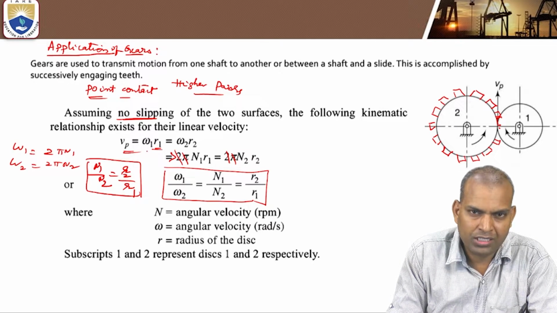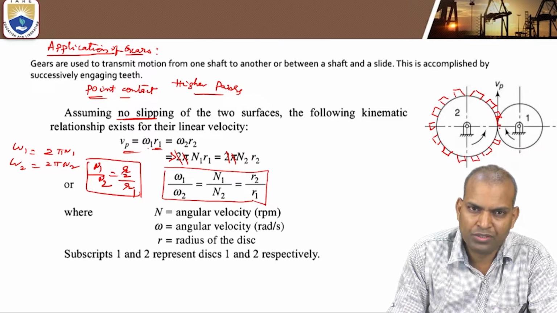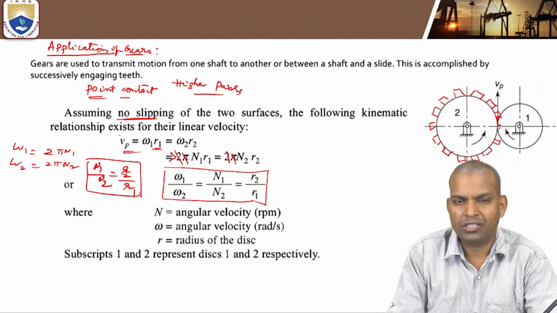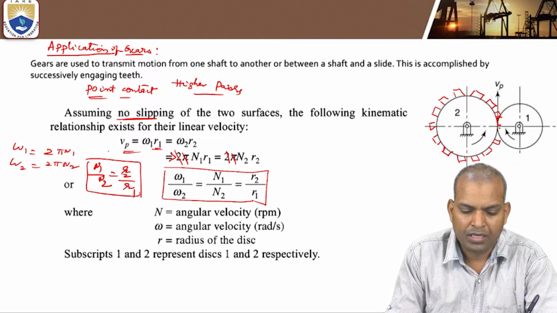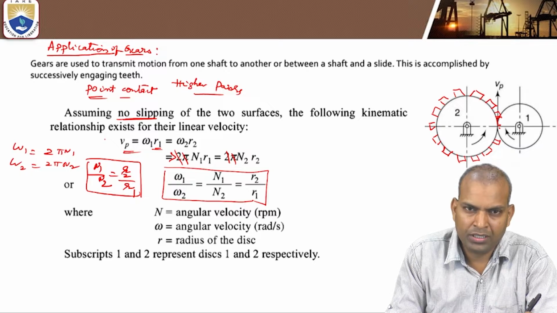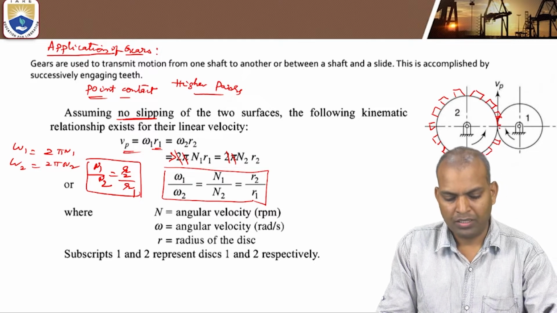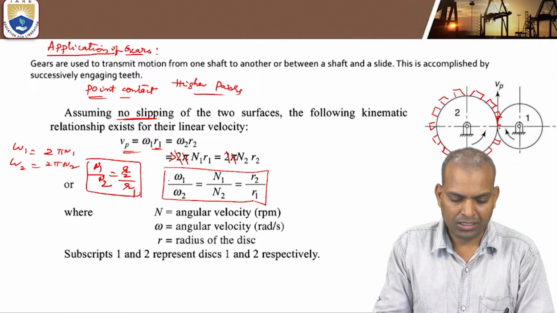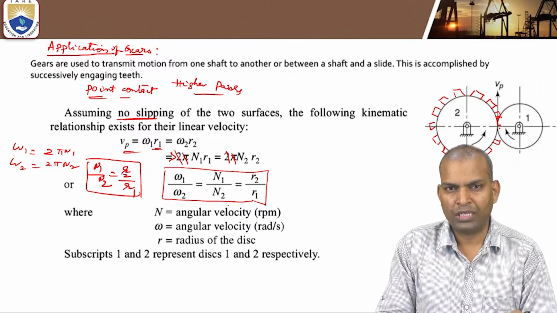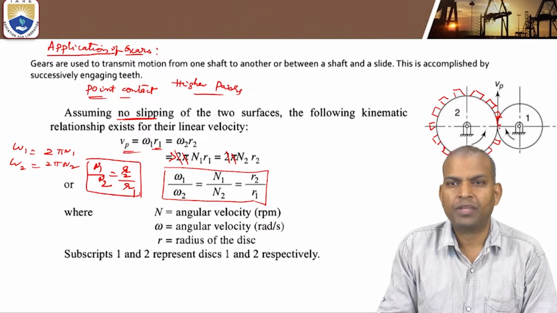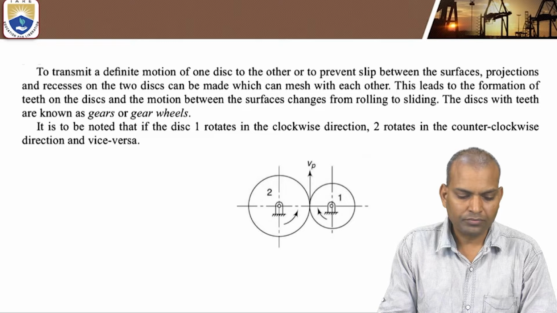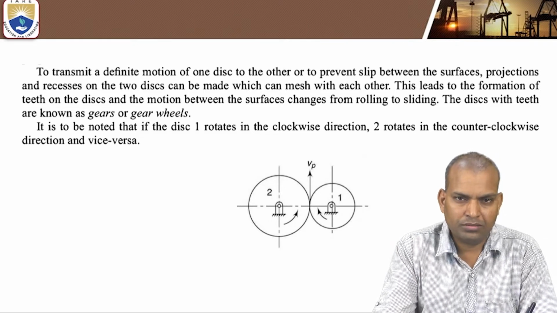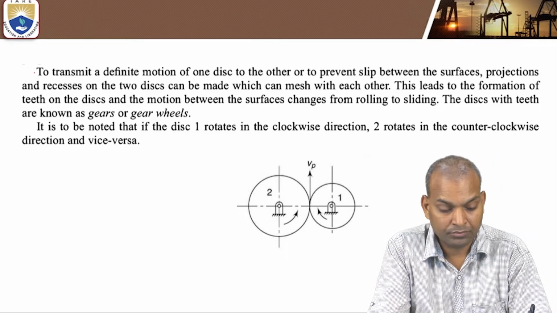The linear velocity Vp equals r omega. What is omega? Omega means 2 pi n. By substituting angular velocity in terms of 2 pi n, that is 2 pi n1 in place of omega 1 and 2 pi n2 in place of omega 2, the relation obtained is omega 1 by omega 2 equals n1 by n2 equals r2 by r1.